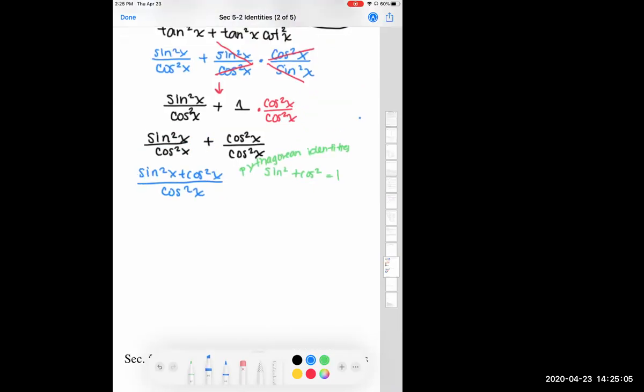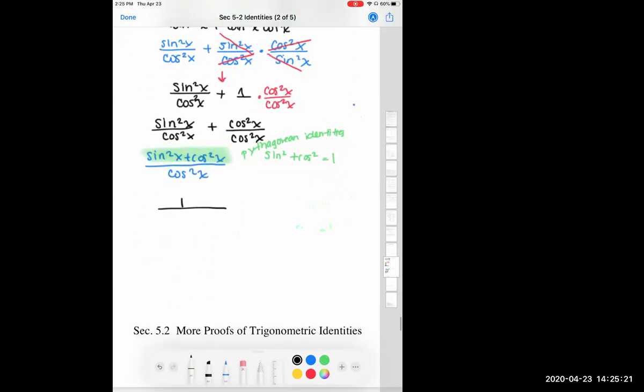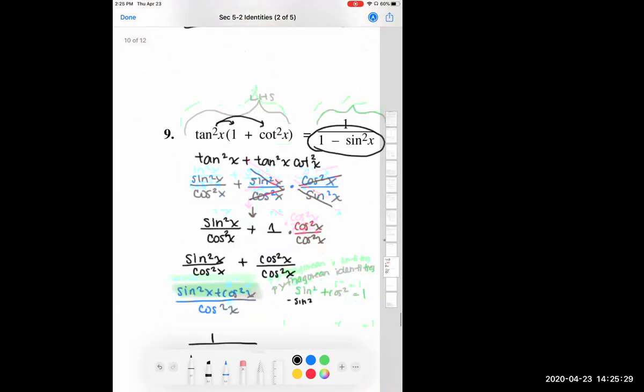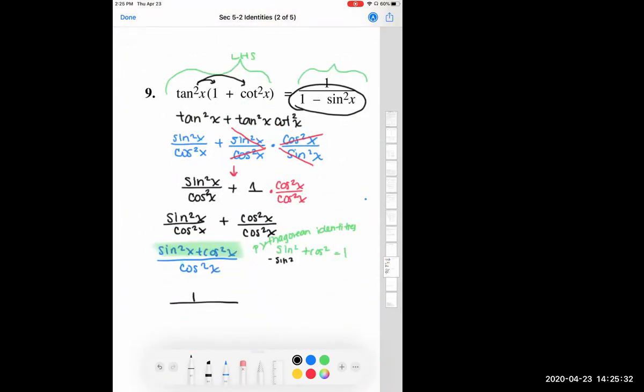So using our rule, we're going to rewrite this so that our numerator is 1. So we're now left with 1. And what do we want? We want a denominator of 1 minus sine squared. We can do that, right? Again, we manipulate the Pythagorean identity. We can move the sine squared over: cosine squared equals 1 minus sine squared. So I make the denominator 1 minus sine squared. And we are done.